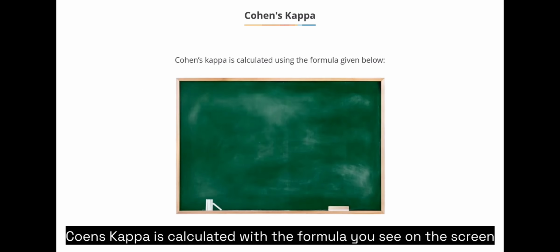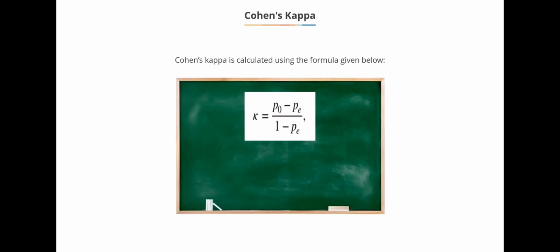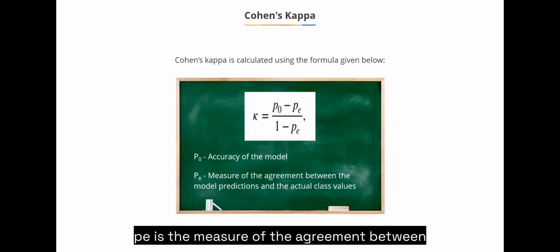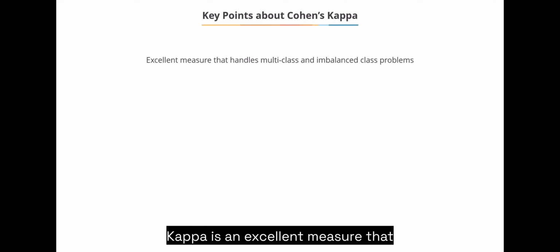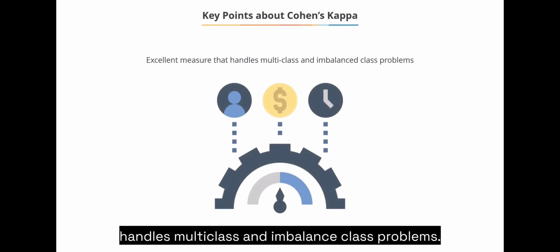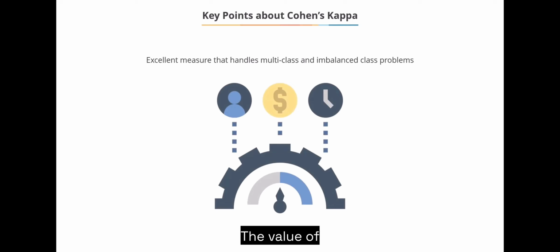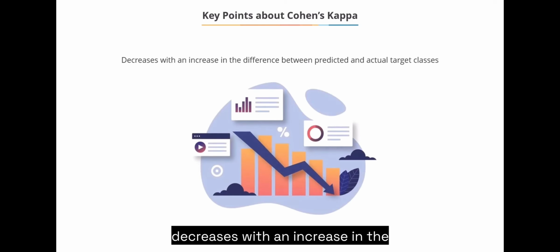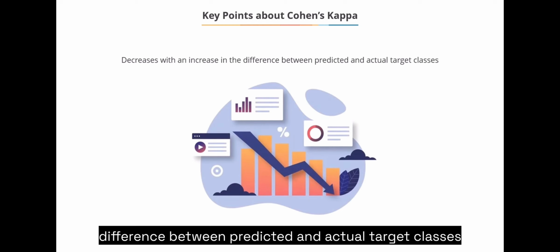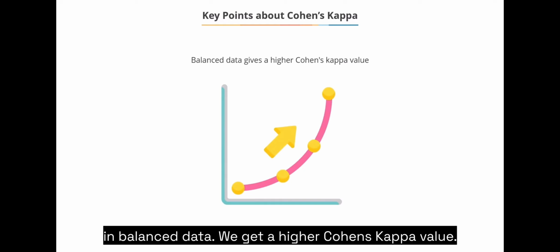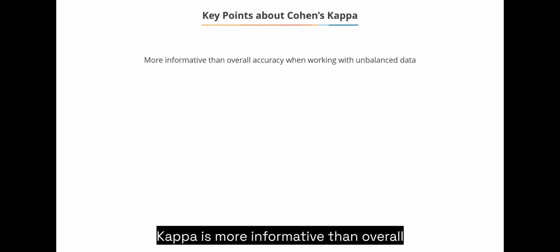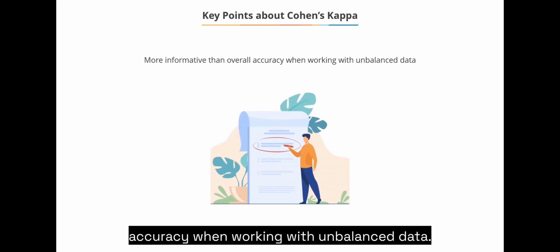Cohen's kappa is calculated with the formula you see on the screen. P0 is the accuracy of the model. PE is the measure of the agreement between the model predictions and the actual class values. Some key points about Cohen's kappa. Cohen's kappa is an excellent measure that handles multi-class and imbalanced class problems. The value of Cohen's kappa decreases with an increase in the difference between predicted and actual target classes. In balanced data, we get a higher Cohen's kappa value. Cohen's kappa is more informative than overall accuracy when working with unbalanced data.